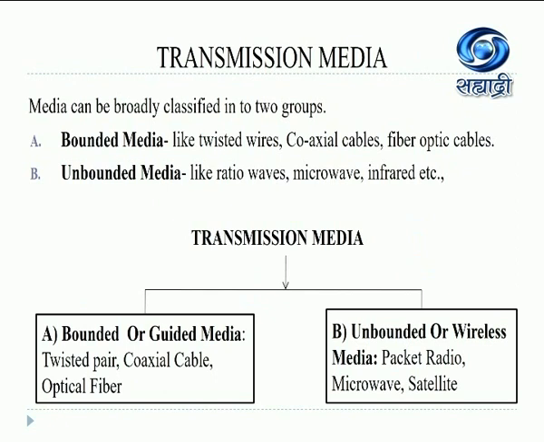So students, let's revise the content which we have studied in this lecture. The most important content we have studied is the transmission media. There are two important categories, or classifications, of transmission media. The first one we have studied is the bounded media, which includes twisted pair wires, coaxial cables, or fiber optic cables. The next classification of transmission media is the unbounded media, or wireless media, which includes radio waves, microwave, infrared, and many more.